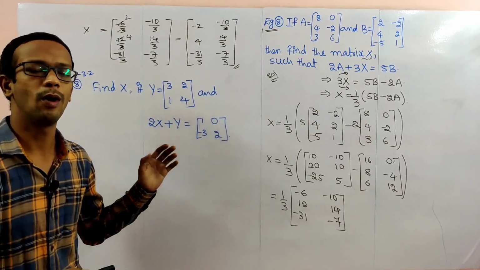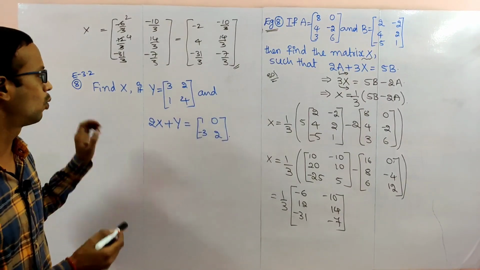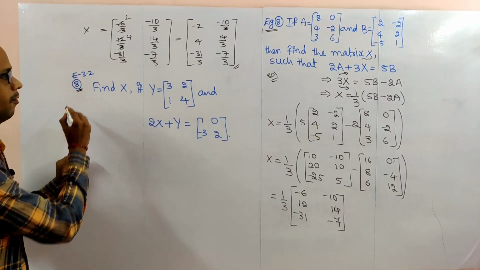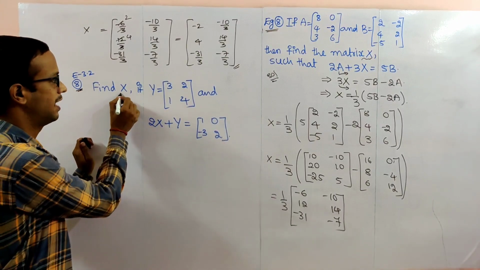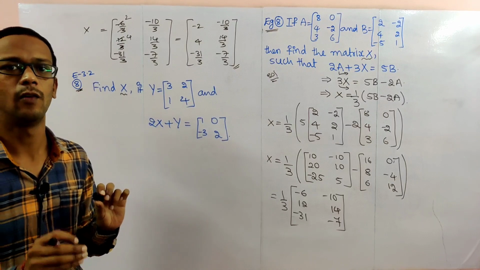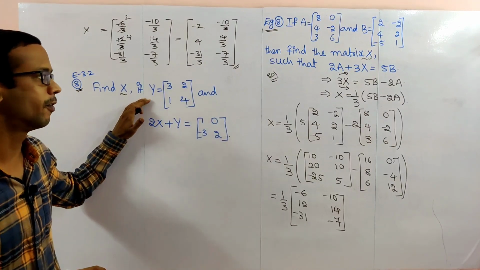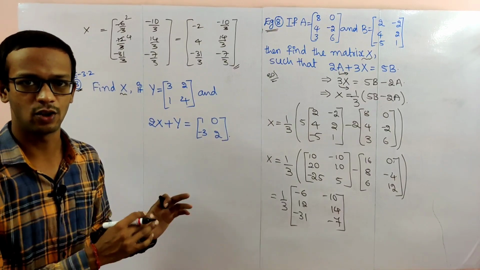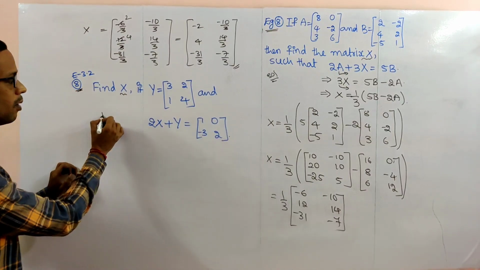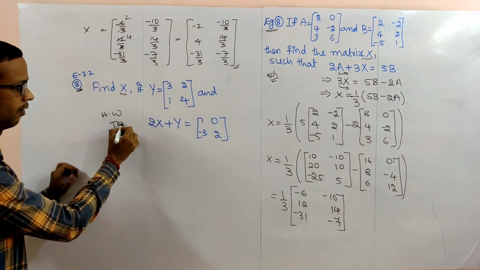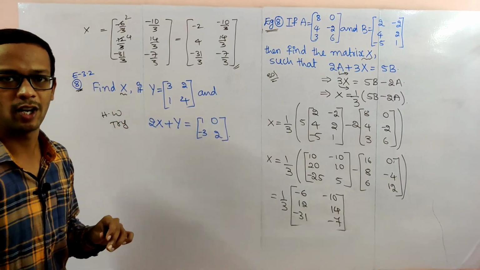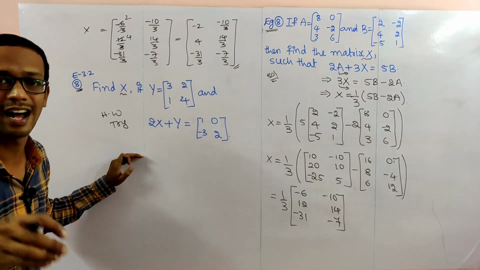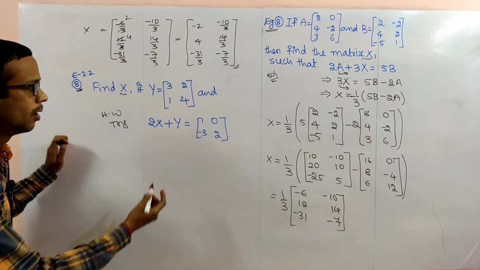Next one, a similar problem in exercise 3.2, problem number 8. Find the X matrix if Y is given and the condition they gave. So I will show just a normal simplification. You take this problem as homework. Try yourself. The answer is in the description box, notes are there. I have given just the answer, you have to work out the solution.